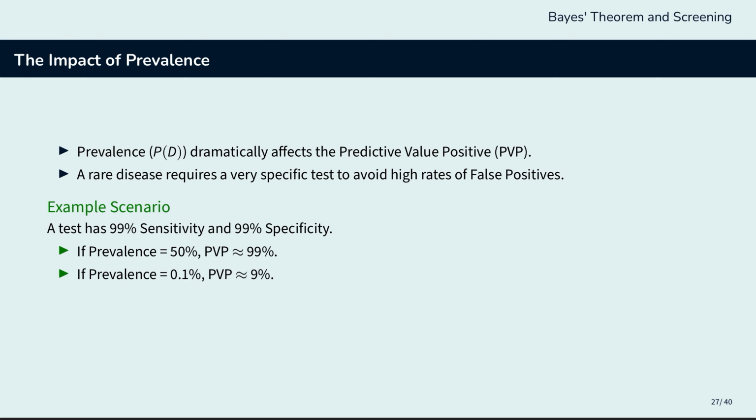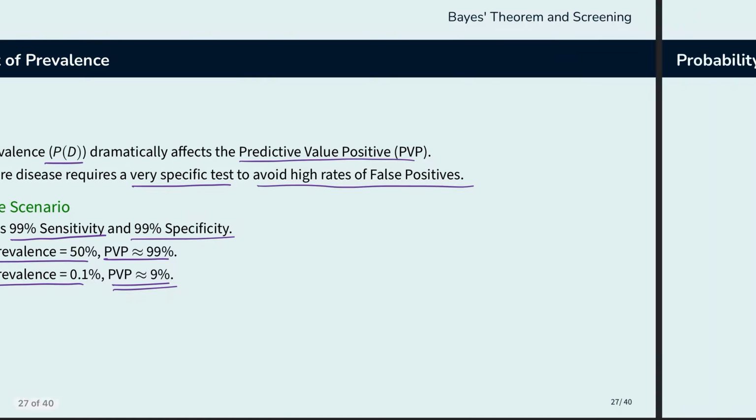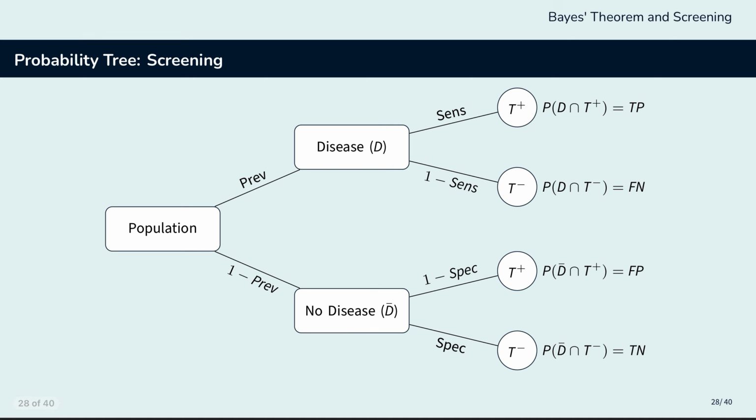The prevalence P(D) dramatically affects the predictive value positive. A rare disease requires a very specific test to avoid high rates of false positives. For example, let's take a scenario of a test that has 99% sensitivity and 99% specificity. If the prevalence is 50%, then the predictive value becomes 99%. If the prevalence is 0.1%, then the predictive value becomes 9%.